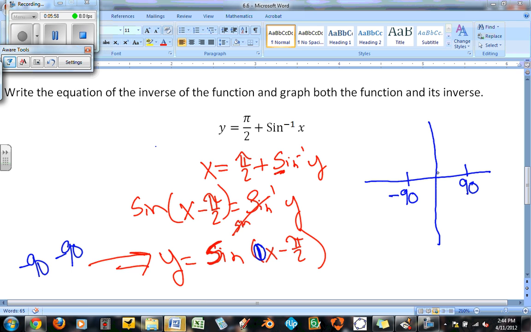So my original sine graph would look like this. But now everything's been shifted to the right. So this actually has to come here. This actually has to come here. And then it would come right here. Those are the graphs that we want, because everything was shifted now. Okay. So that's that function there.